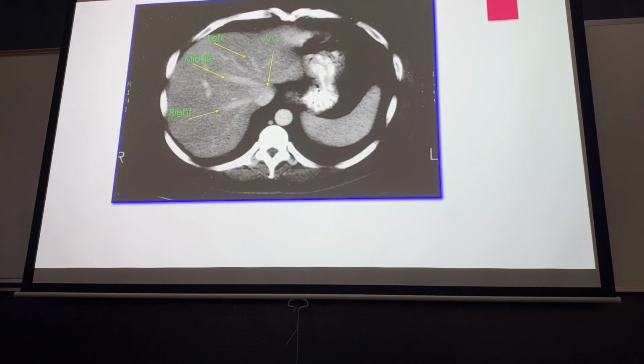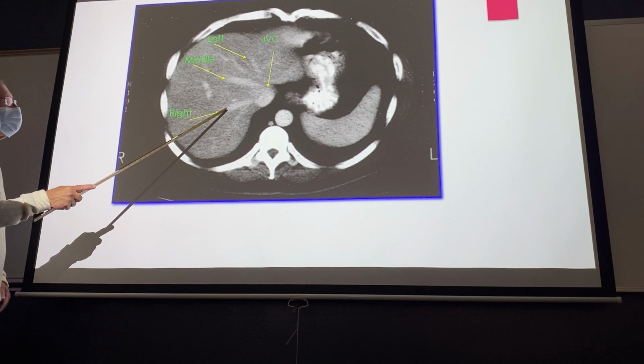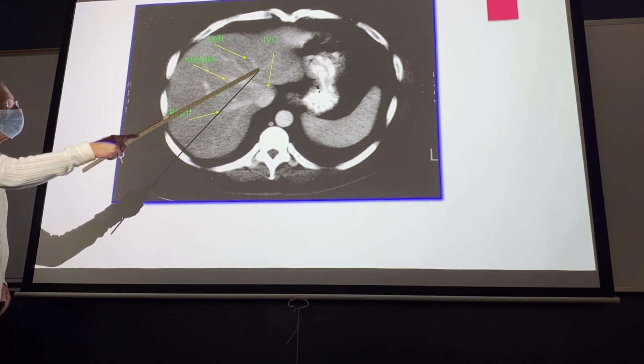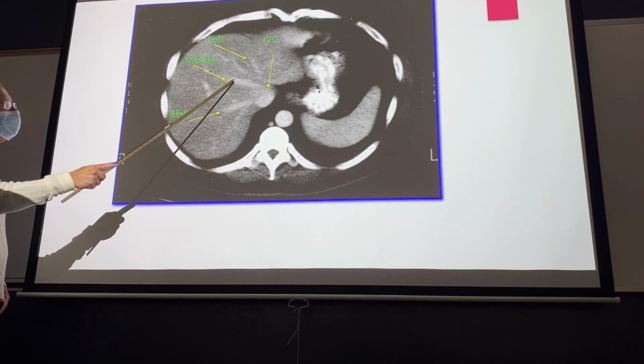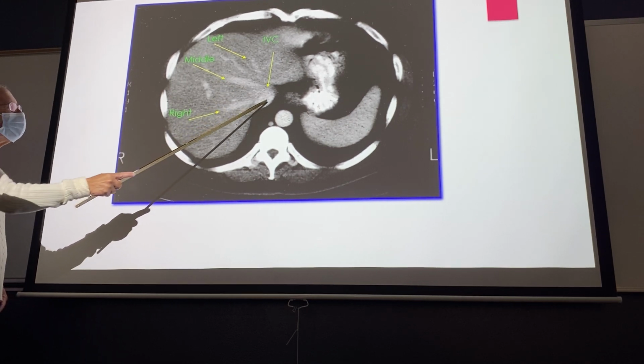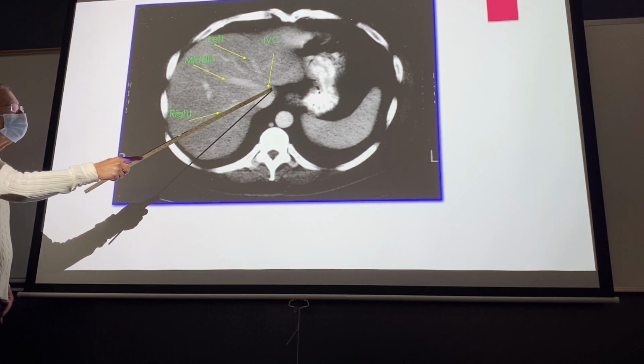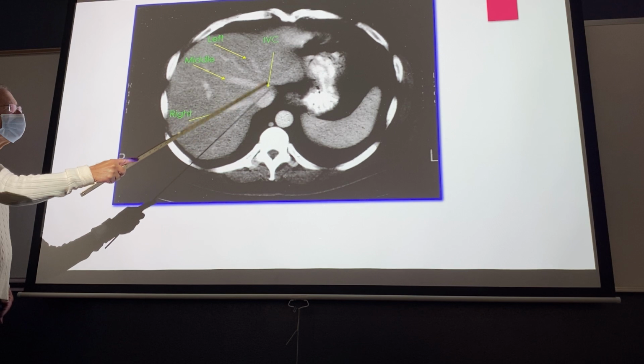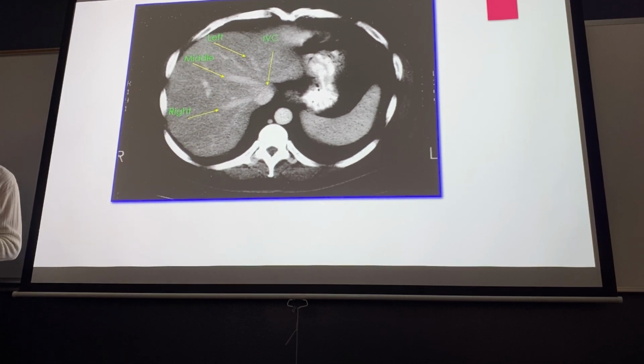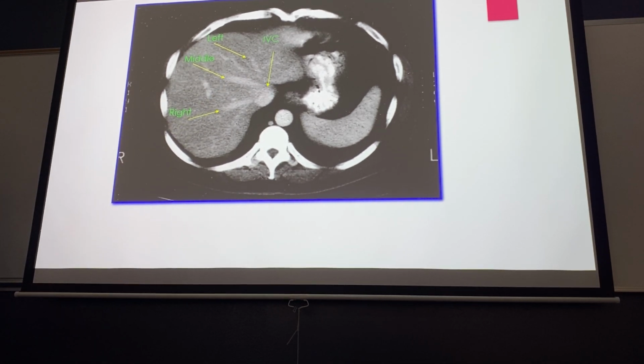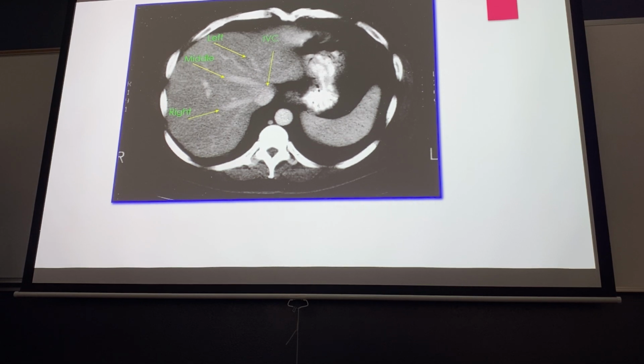From a CT perspective, once again with IV contrast, the left doesn't show up very well, it's right over here. The middle and the right, all of which are leading back into the IVC right over here. So the way to distinguish between portal veins and hepatic veins is what do you see within the porta hepatis, and what do you see in terms of what leads directly back to the IVC. In this case, it would be hepatic veins. Questions on that?